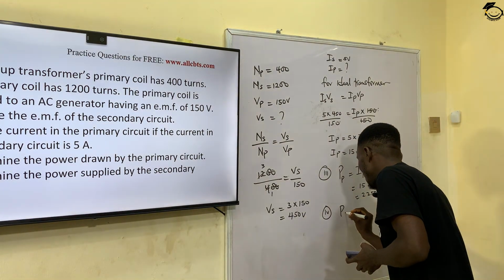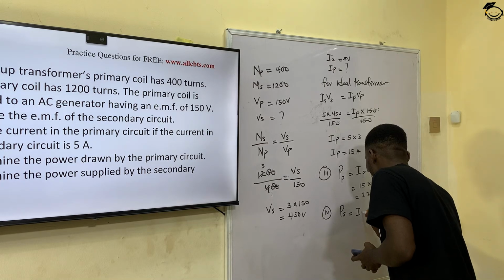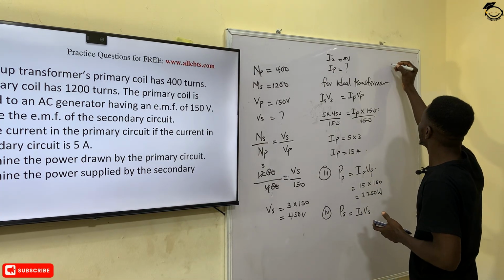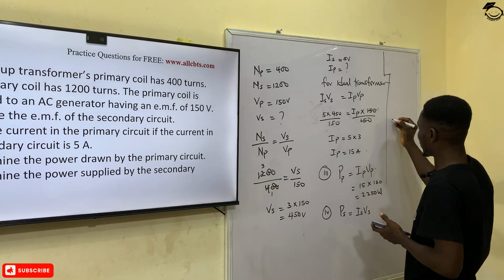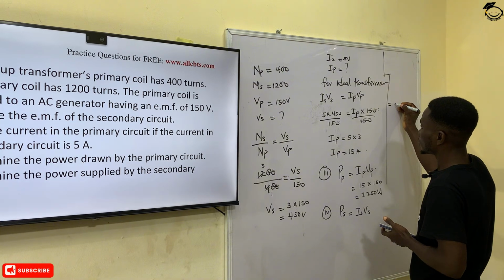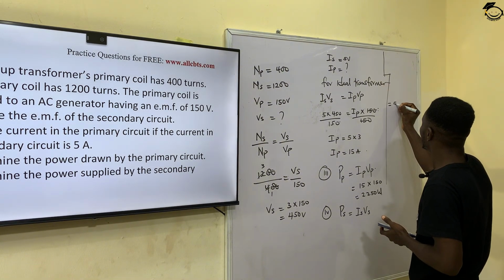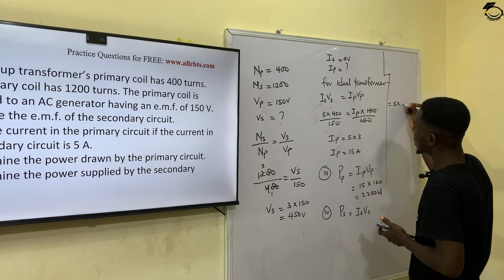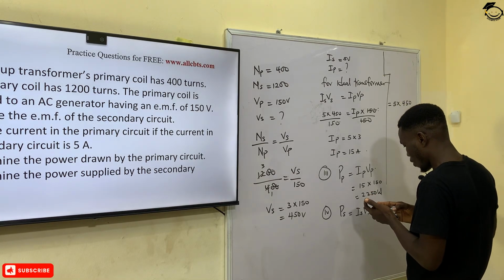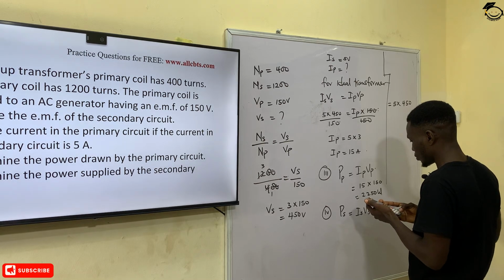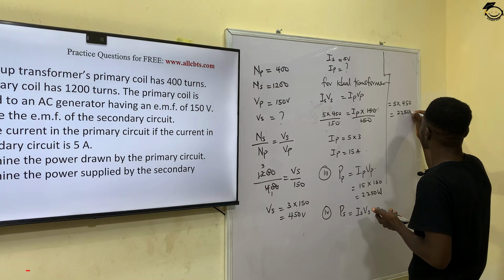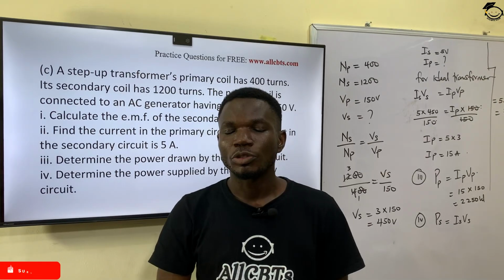Roman figure 4 says we should calculate the power supplied by the secondary circuit. The power supplied by the secondary circuit is ISVS, so my IS is 5 times my VS, which is 450. I have 5 times 450, and that will give me 2250 watts. So we've come to the end of today's class.